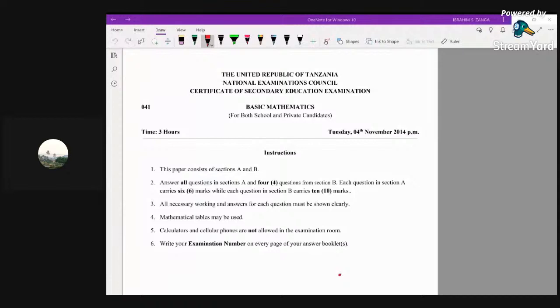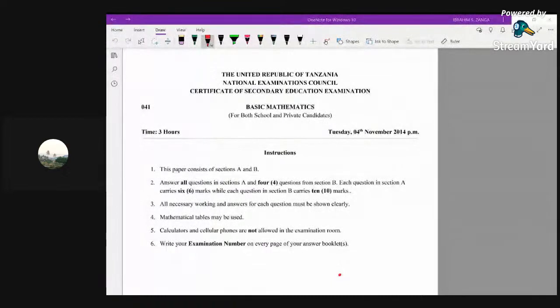Today, I would like to be with you here in solving mathematics questions. And our focus will be basic mathematics from the NECTA exam, 2014 questions. And if the time is going to be available, then we are going to focus on section A.